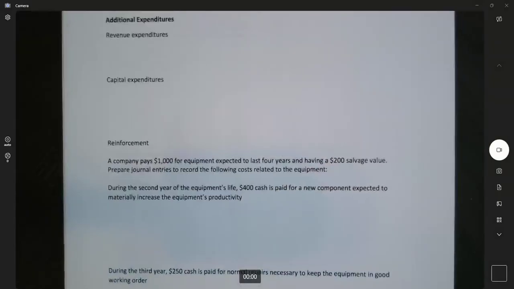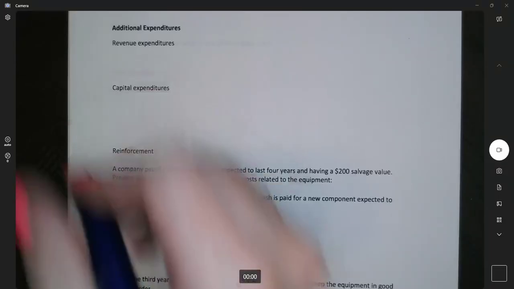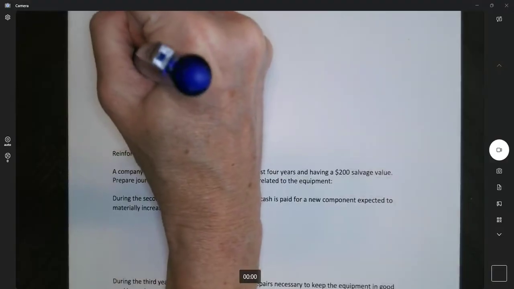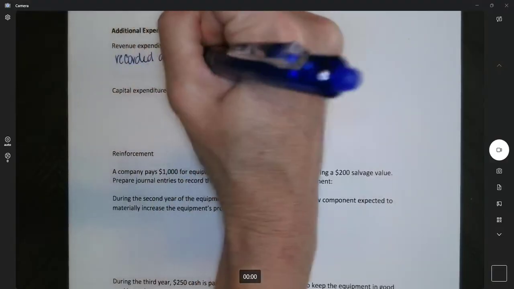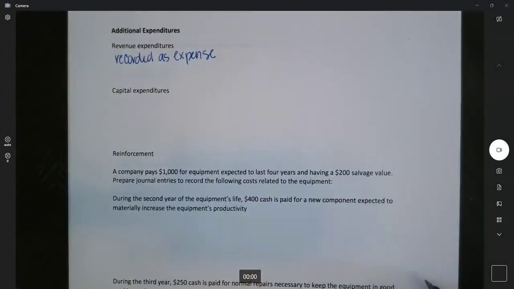Now let's talk about additional expenditures. When we talk about additional expenditures, we're talking about revenue expenditures or capital expenditures. Revenue expenditures are recorded as an expense. They're going to show up on the income statement. They don't materially increase the plant asset's life or capabilities.